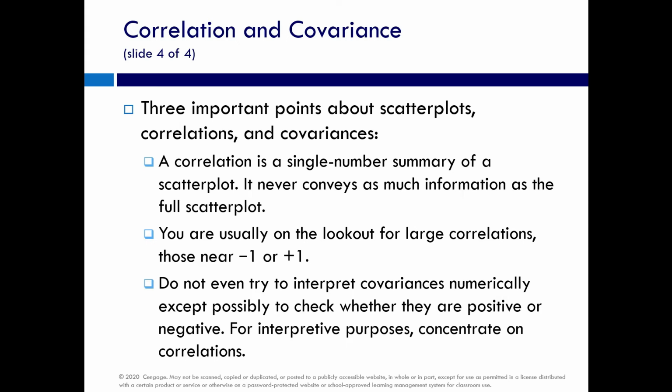Correlation and covariance. Three important points about scatter plots, correlation, and covariance. Correlation is a single number summary of the scatter plot. It never conveys as much information as the full scatter plot. You are usually on the lookout for large correlations near -1 or 1. Do not even try to interpret covariance numerically, except possibly to check whether it is positive or negative. For interpretation purposes, concentrate on the correlation.